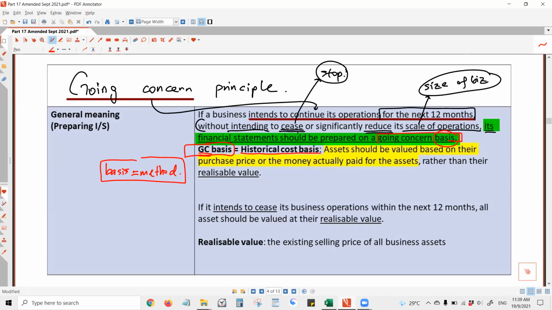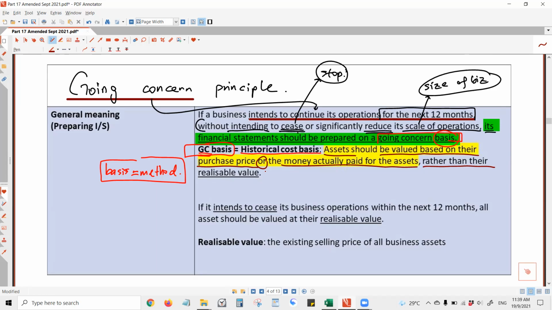So what is the historical cost basis? What is going concern basis? The line highlighted in yellow is the meaning of going concern basis. It says that assets should be valued based on their purchase price. Purchase price means the price you actually paid for the assets, rather than their realizable value.